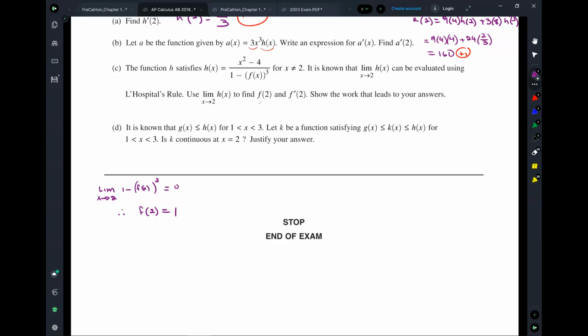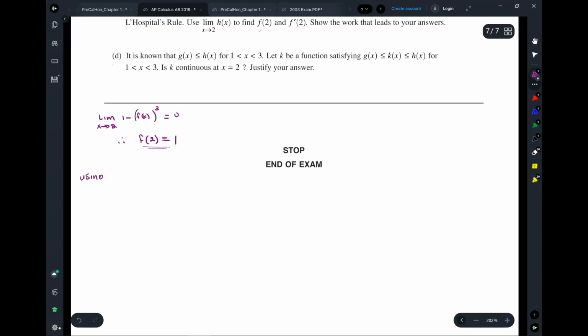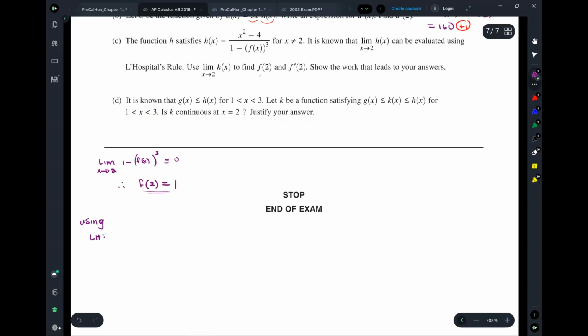What is it that we need to find here? Find f of 2 and f prime of 2. Okay, so we just found f of 2. So how are we going to find f prime of 2? We're going to use L'Hopital's rule, right? Okay, so what are we going to do? We use the quotient. The limit as x approaches 2 of that, what would we get on top?